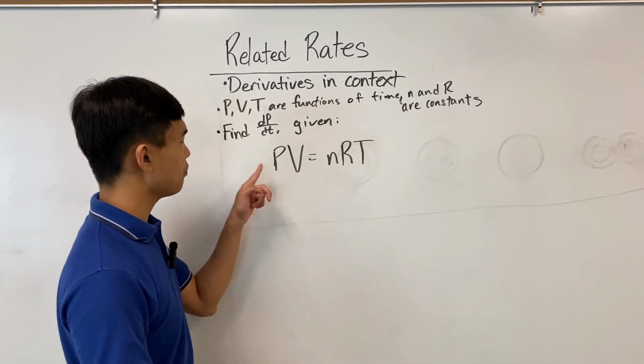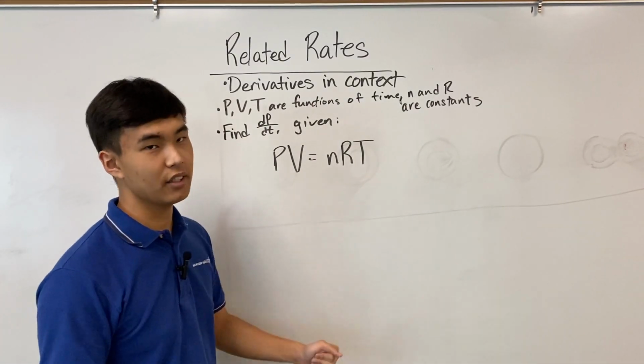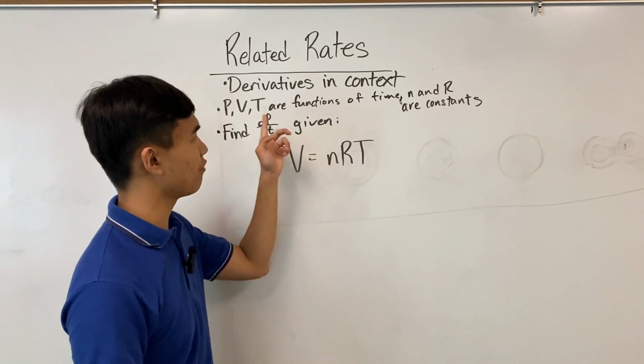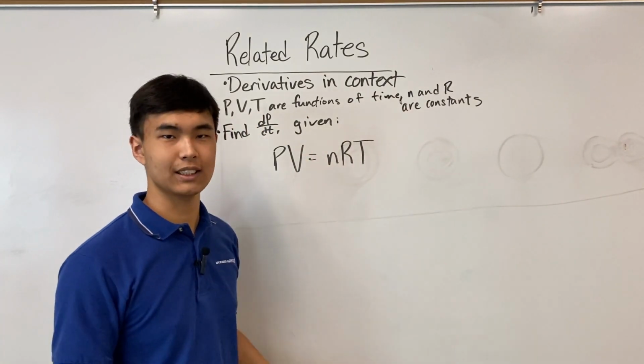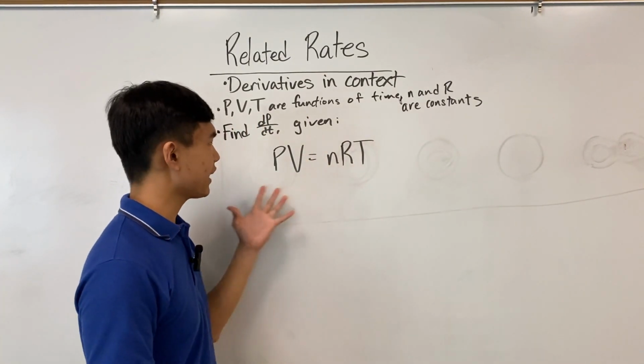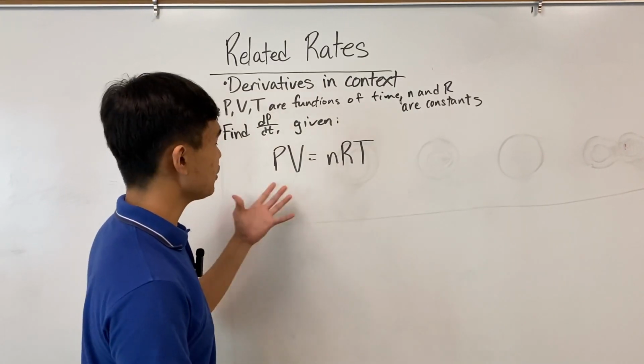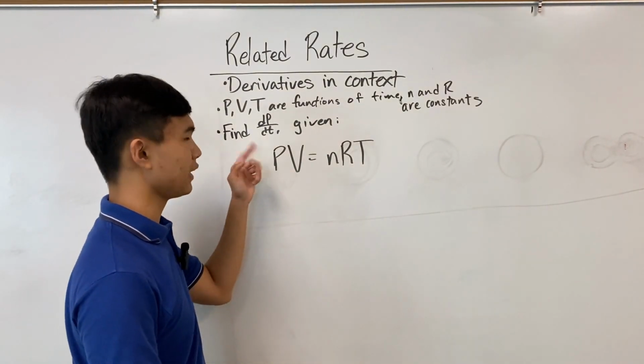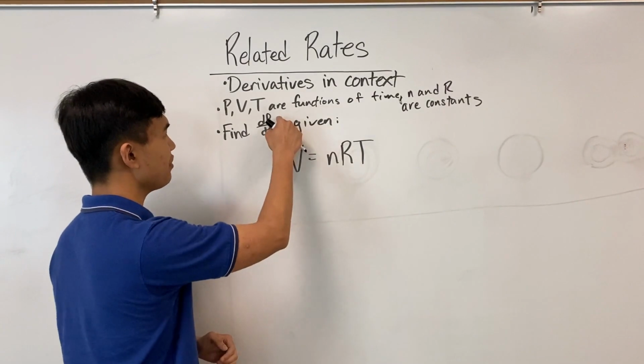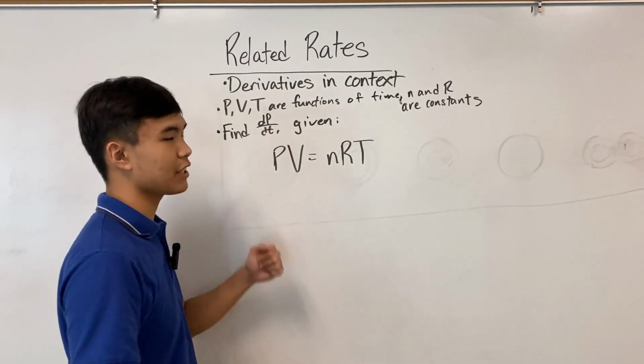Here I have the equation pV = nRT, where P, V, and T are functions of time, and n and R are constants. If you have a chemistry background, you'll recognize this as the ideal gas law. Using this equation, we're asked to find dP/dt. This just stands for the derivative of P with respect to t, and t here stands for time.